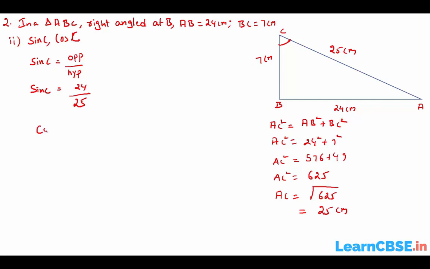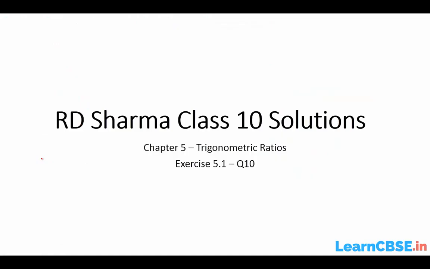Next, cos C equals adjacent side by hypotenuse. So the side adjacent to angle C is 7. The hypotenuse is 25. Therefore, cos C equals 7 by 25. Okay, can go with the next problem. Same chapter 5.1. Taking now the 10th problem. Let me write the question.